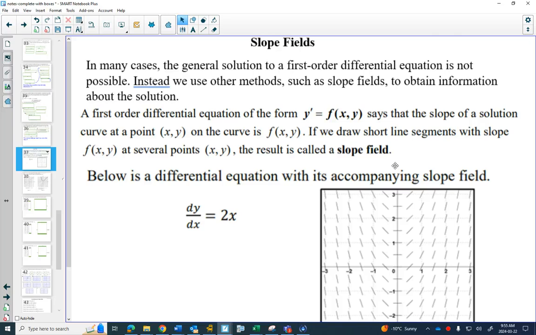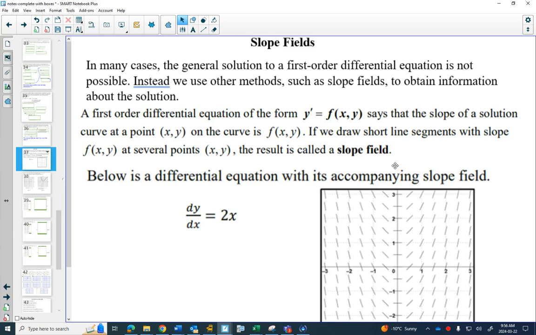Something about differential equations and integration is you can't actually work yourself backwards to get a particular solution. So we need other techniques to get an idea of what our particular solution is, and one of those is something called a slope field. Initially, I'm going to tell you slope fields look scary, but they're actually not bad at all.